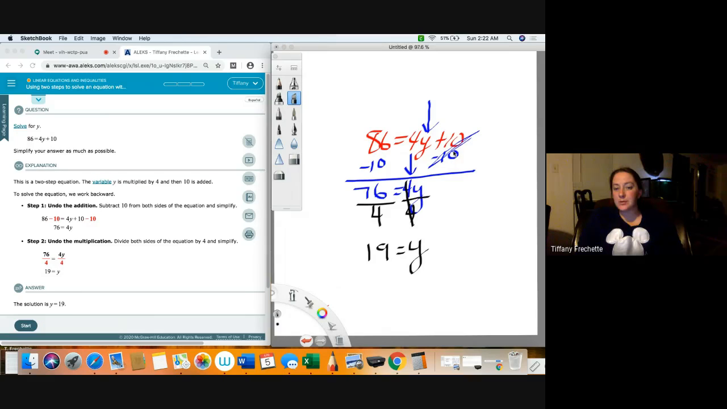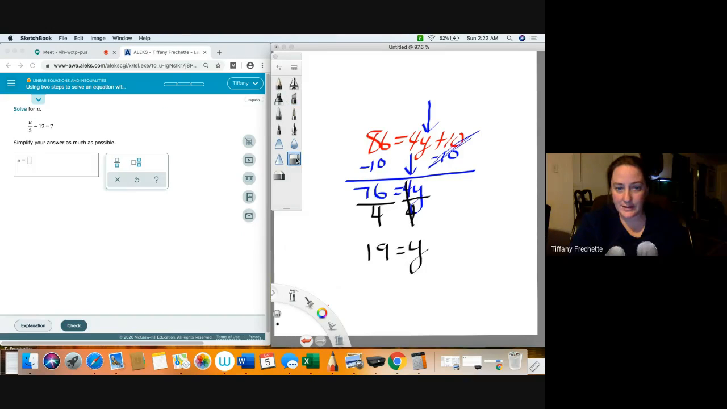So when we're adding and subtracting, we're left with 0. I didn't write the 0 here because we don't need to. But when we divide, we're left with 1. So 19 is y. So y has to be 19 in order for this sentence to be true. That's basically what we're trying to find, is what does the variable have to be in order for the equation to work out correctly.